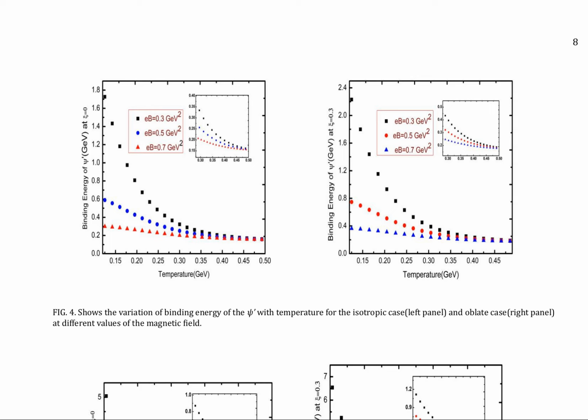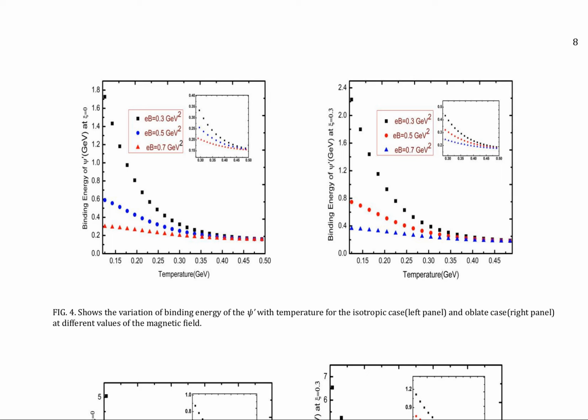Figures 4 and 5 depict the binding energy of the psi and upsilon as functions of temperature for isotropic and oblate scenarios at different magnetic field strengths. The trends observed in these figures are similar to those in Figures 2 and 3, with the binding energy decreasing with increasing temperature in both isotropic and oblate cases.